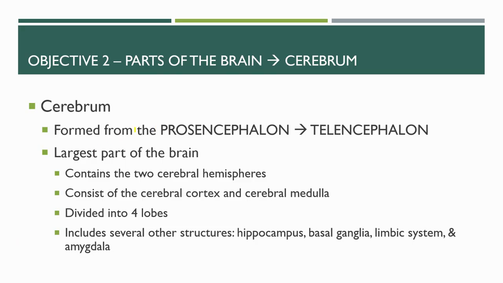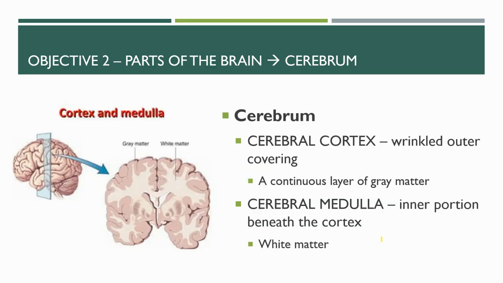And so just to recap what we've already learned about development. The cerebrum is derived from the prosencephalon, which differentiates into the telencephalon. So this is one of your 3 primary vesicles, and then this is going to be one of the 5 secondary vesicles. And so it is the largest part of the brain. It consists of 2 hemispheres. It also consists of the cerebral cortex, which is the outer portion, and the medulla, which is more in the middle. We divide it into 4 lobes, based on function and structure. And then there are several other structures within the cerebrum that we're going to take a quick look at.